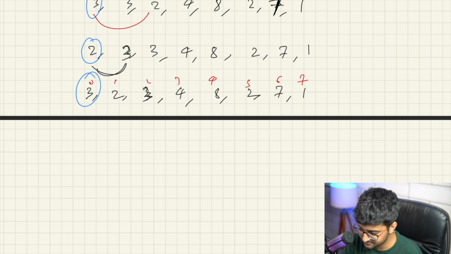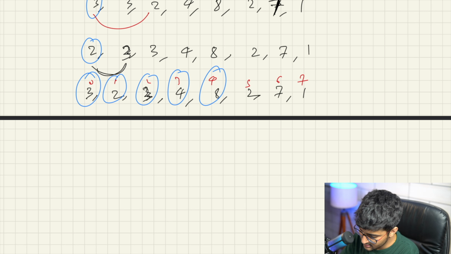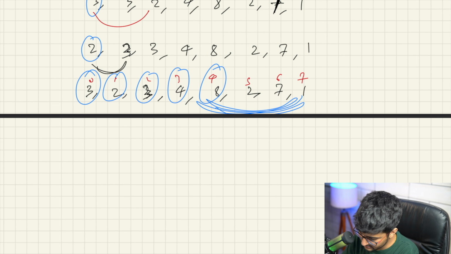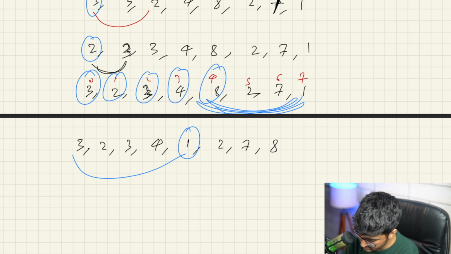So ignore this. Okay, I'm going to move forward. Now I'm going to check for this. Is 2 at the correct index? Yes, it is. Is 3 at the correct index? Yes, it is. Is 4 at the correct index? Yes, it is. Is 8 at the correct index? No, it's not. Swap it with the correct index. Okay, so it's going to be 3 2 3 4 1 2 7 8. Is 1 at the correct index? No, it's not. Swap it with the correct index.